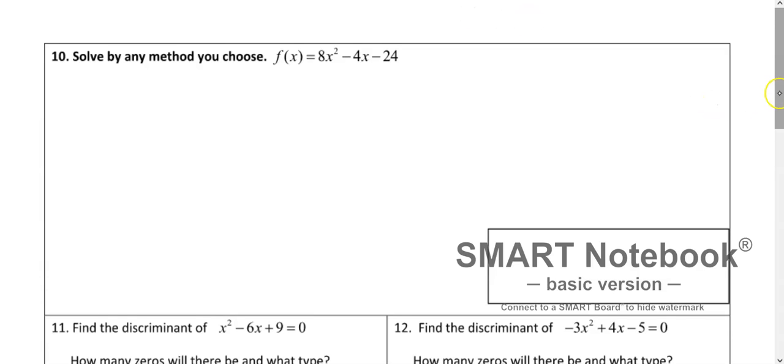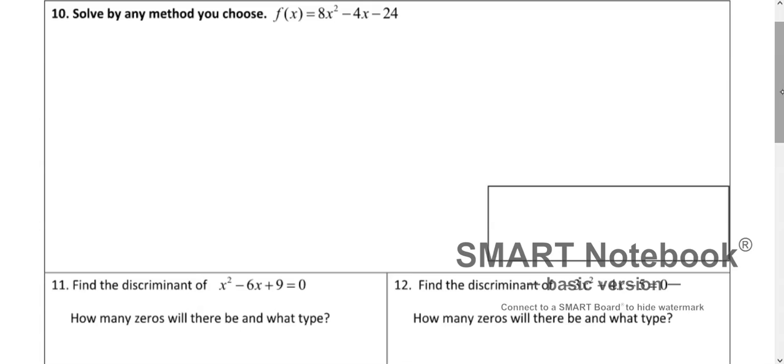All right, number 10. You can use any method you want for this one. Okay. Doesn't really matter. It is going to factor nicely. So because I'm going to first take out the GCF, I'm going to take out a 4. So it's going to be 4 times 2x squared minus x minus 6. All right.